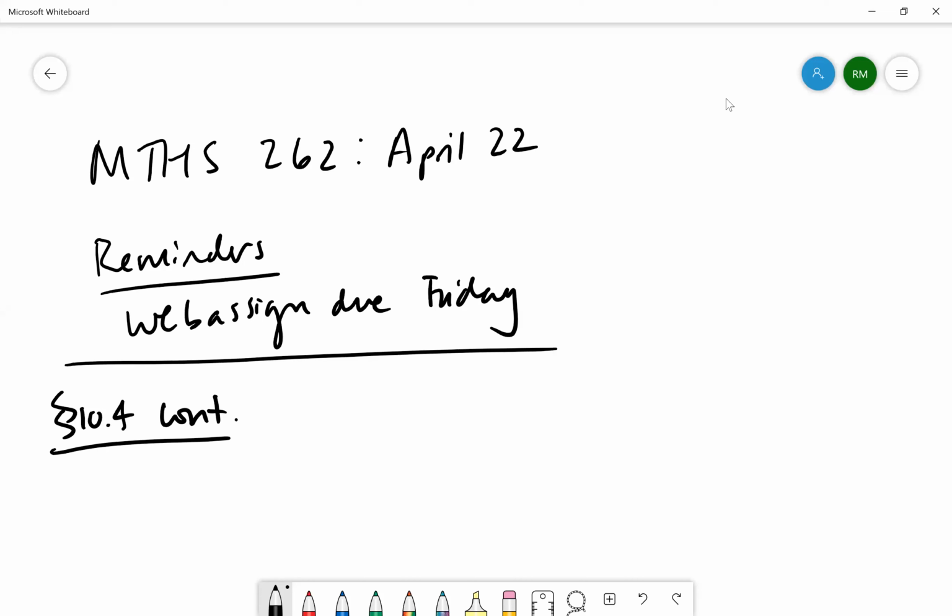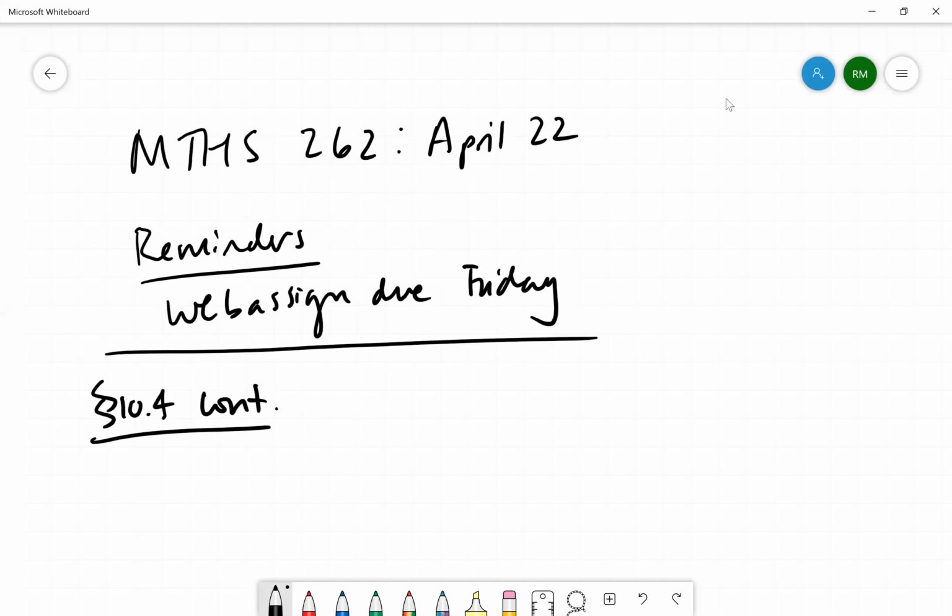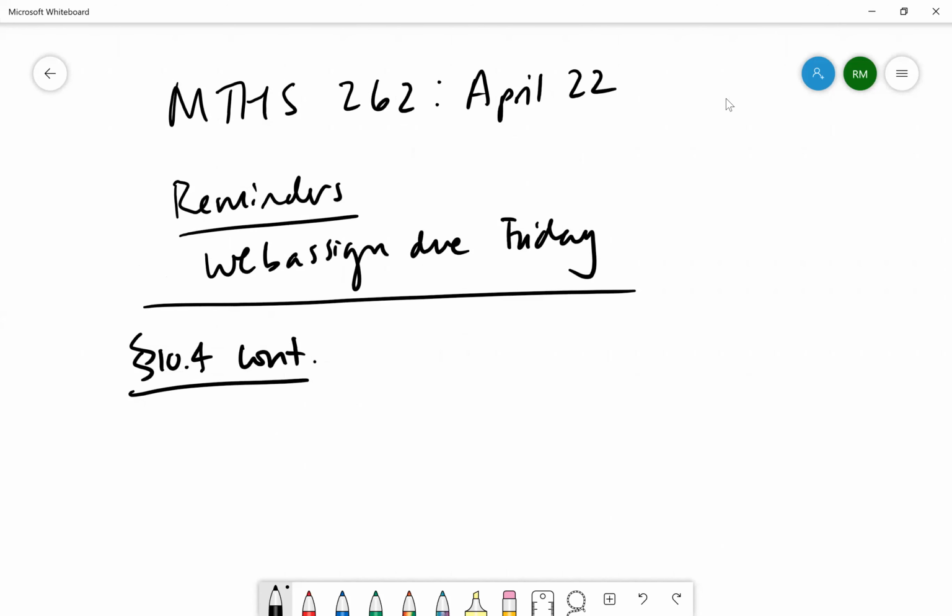Today, we're going to finish up section 10.4, where we look at some more graphing of polar coordinates, and we're going to look at some calculus involved with it. So there are a couple types of curves that you want to be really familiar with.